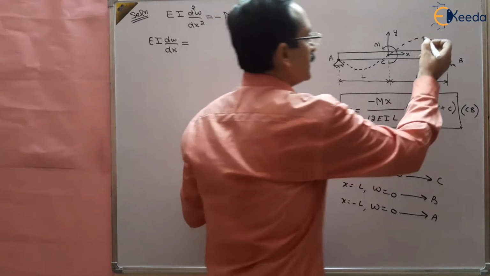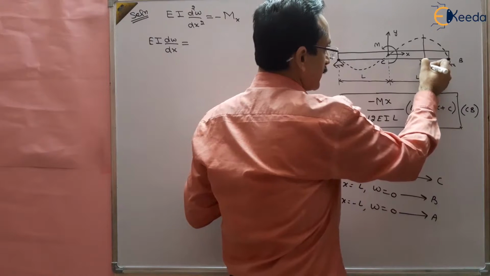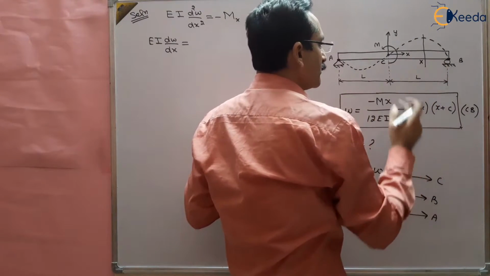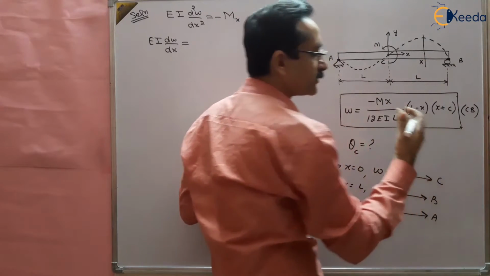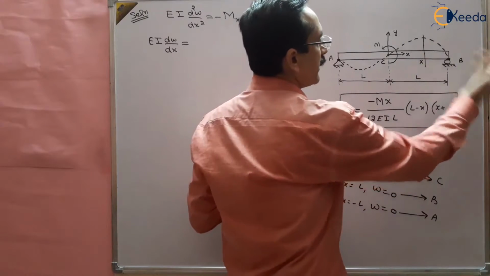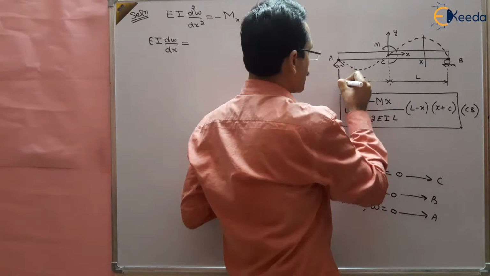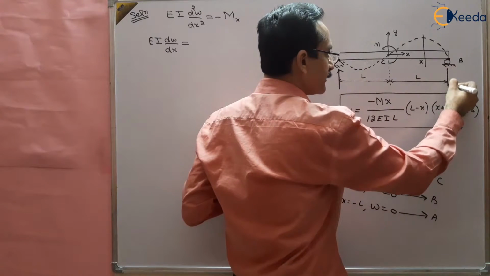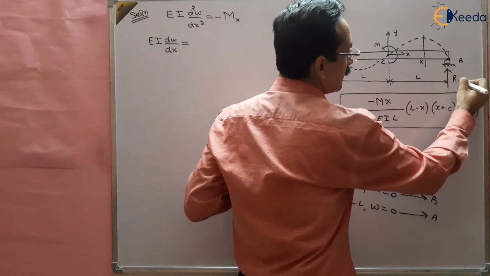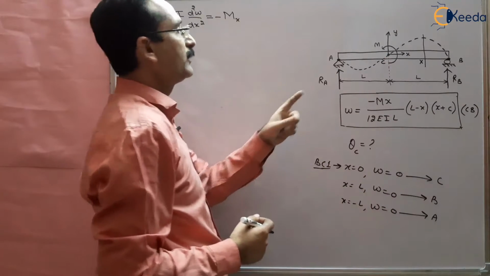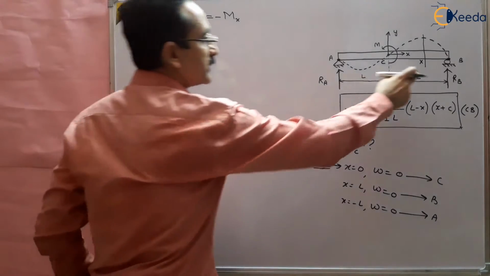So let us take a section here, at distance x, right? And what is the bending moment here? For that you should know the forces. The bending moment here is the sum of the moments of all the forces to the right or left of the section. But to the right of the section there is a reaction. So we have to first find out the reactions RA and RB. What is the value of RA and RB? First we have to find these, and then we will be able to find out Mx, right? So first we will find the reactions.